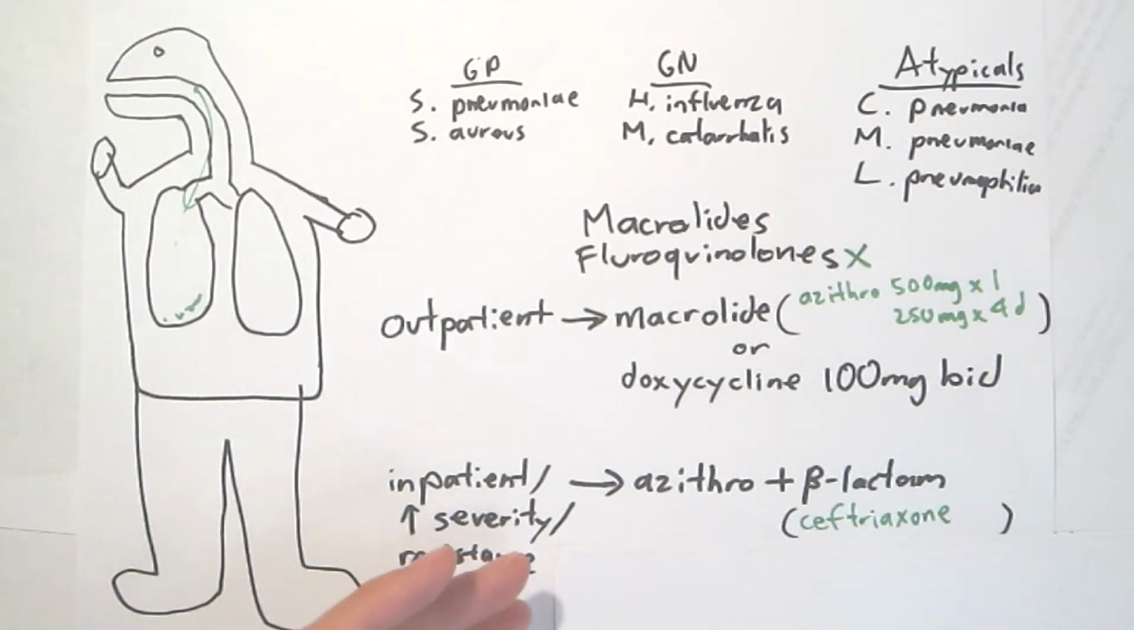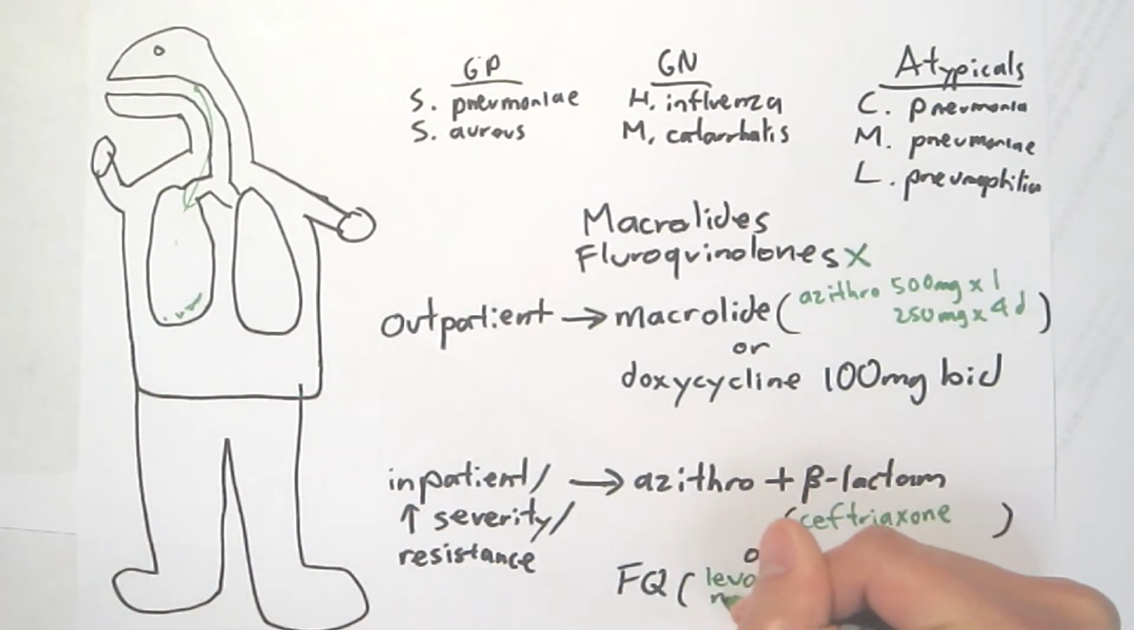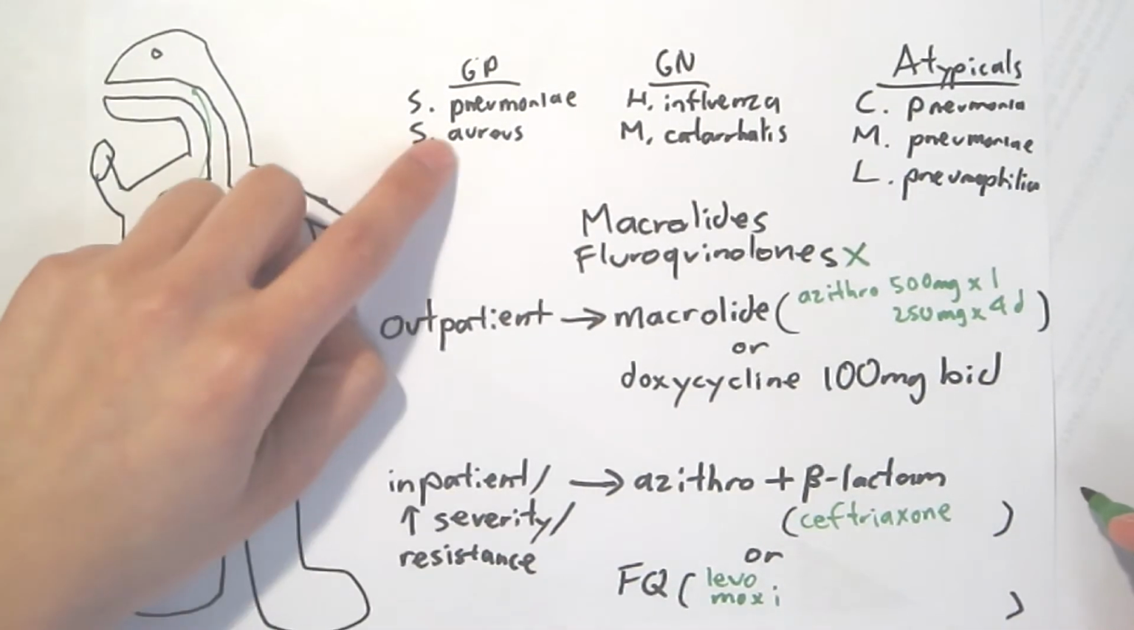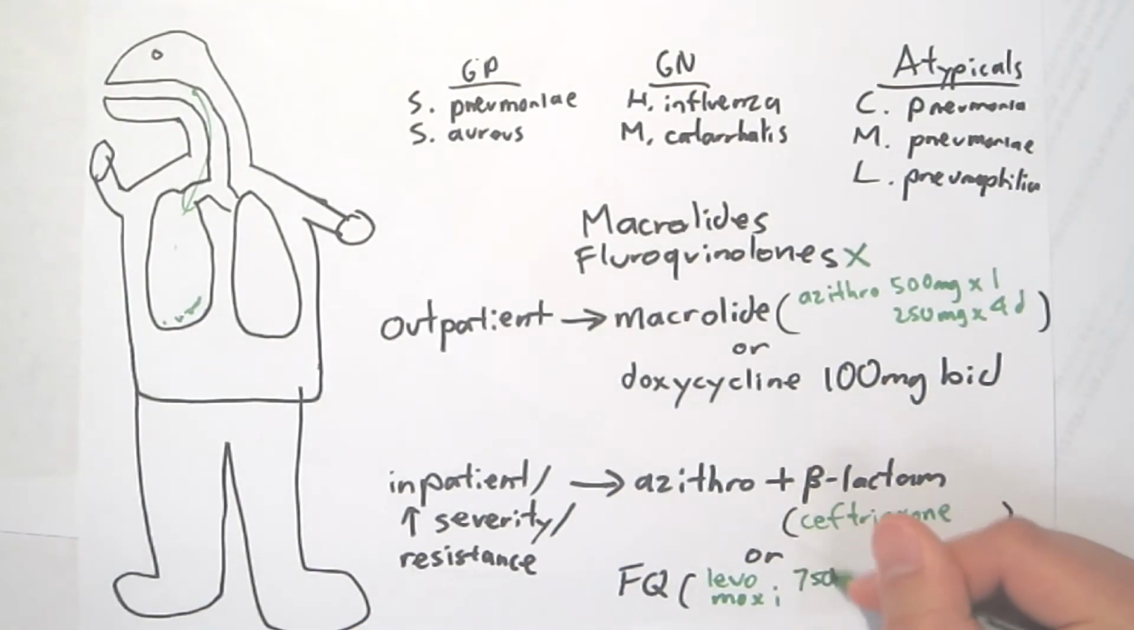Okay, if a patient has beta-lactam allergy, we can give them a fluoroquinolone, no problem. But it's important to note that we can only give levofloxacin or moxifloxacin. We don't give ciprofloxacin because it has poor gram-positive coverage. And the main cause is Strep pneumoniae, which is a gram-positive. So that's why we need gram-positive coverage.